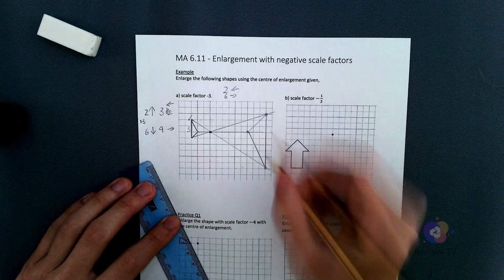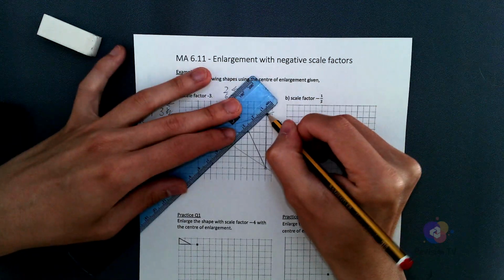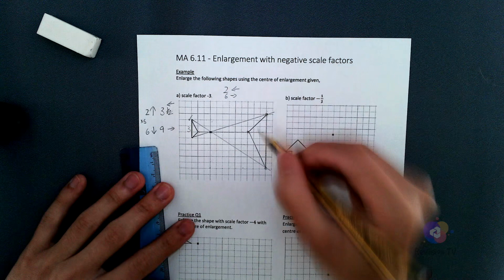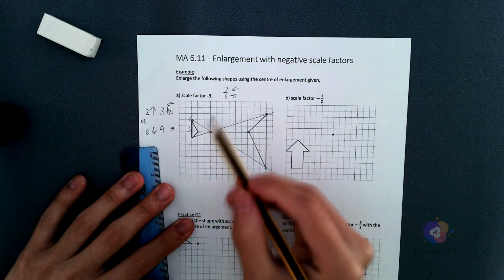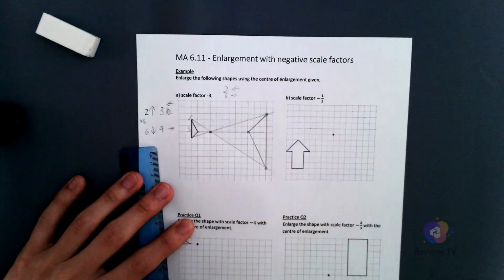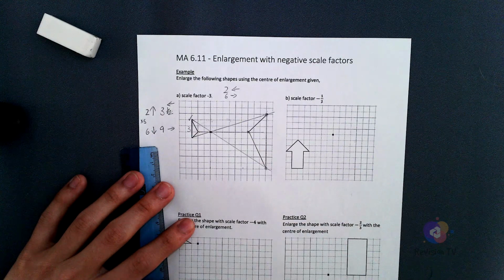Now, this is the answer. Let me make it a bit darker. Okay, and I can see this triangle in here. What you can see is it's being reflected. It's not a direct enlargement. It's like a projector, but you're projecting on a different side.